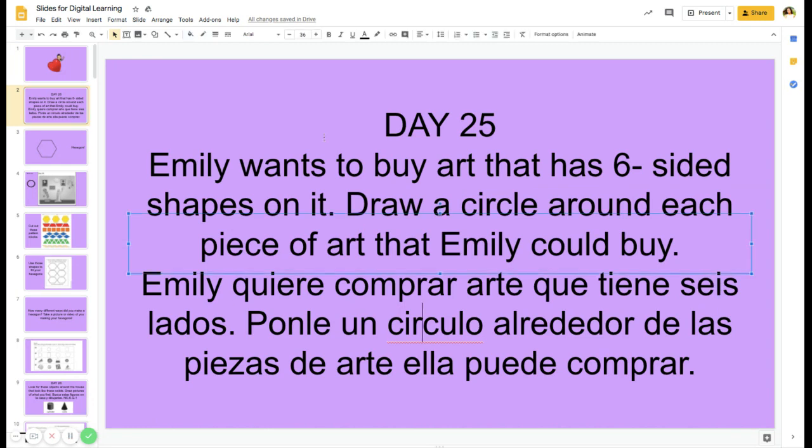So we're going to look at Emily. And we have our friend named Emily here. And Emily wants to buy art that has 6-sided shapes on it. Okay? So Emily wants to buy art that has shapes with 6 sides. Draw a circle around each piece of art that Emily could buy. We are going to do this together, so there's no need to try to replicate any of this part.